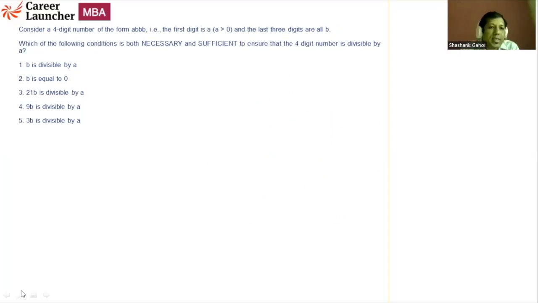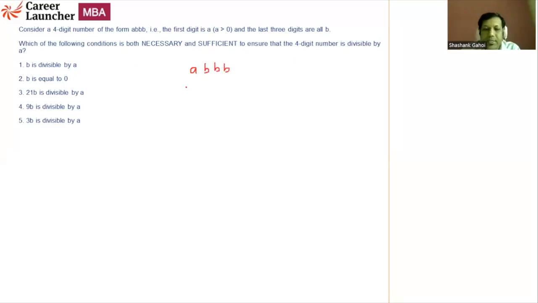So this question says: consider a 4-digit number that is in the format A triple B. The first digit A definitely cannot be 0, and the last 3 digits are B. Now, which of the following conditions are both necessary and sufficient to ensure that the 4-digit number is divisible by A? So let's say we have a 4-digit number, A triple B.